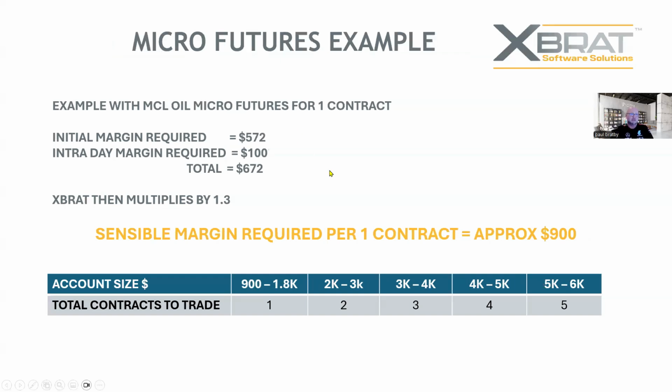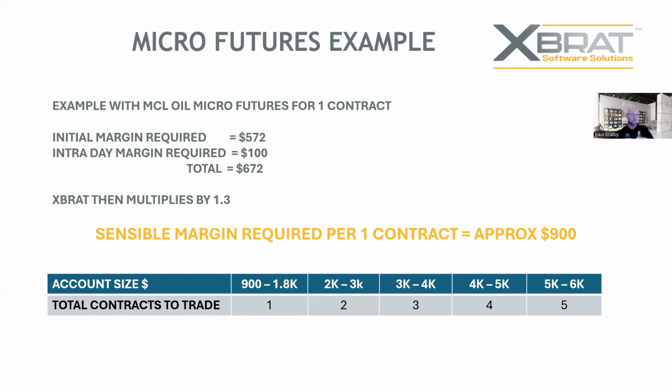So micro futures example, this is micro oil MCL. Initial margin required is $572. Intraday margin is $100, so $672. Times that by 1.3 again, that's approximately $900 per one contract of micro. So 900 to 1.8 is 1. Let's round it off then. 2 to 3K is 2. 3 to 4K is 3. 4 to 5K is 4. 5 to 6K is 5. Okay. And that's how you should be with micros as well.